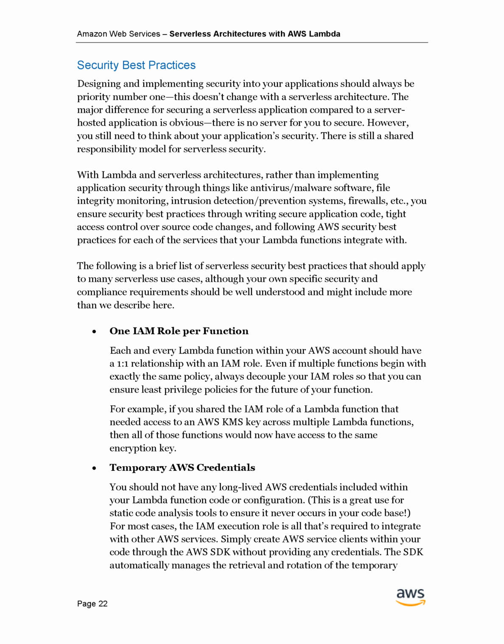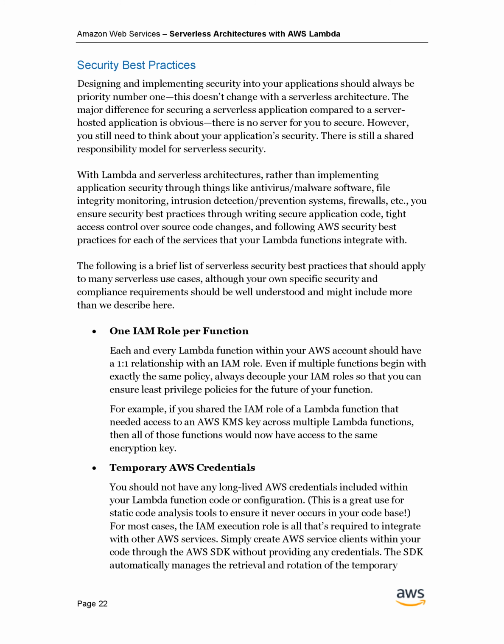1 IAM role per function. Each and every Lambda function within your AWS account should have a one-to-one relationship with an IAM role. Even if multiple functions begin with exactly the same policy, always decouple your IAM roles so that you can ensure least privilege policies for the future of your function. For example, if you shared the IAM role of a Lambda function that needed access to an AWS KMS key across multiple Lambda functions, then all of those functions would now have access to the same encryption key.